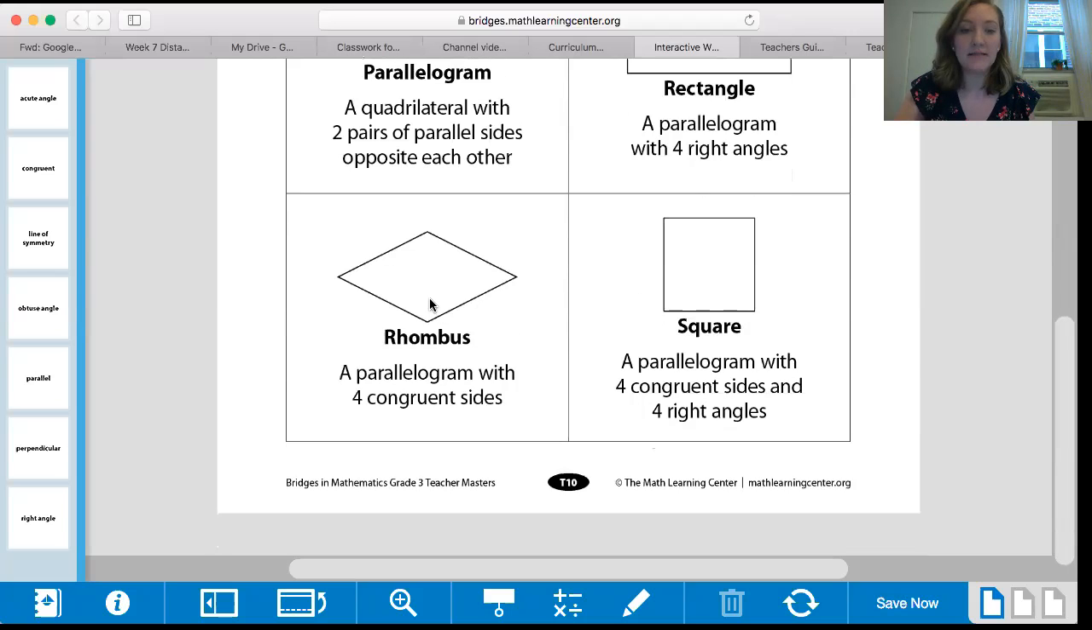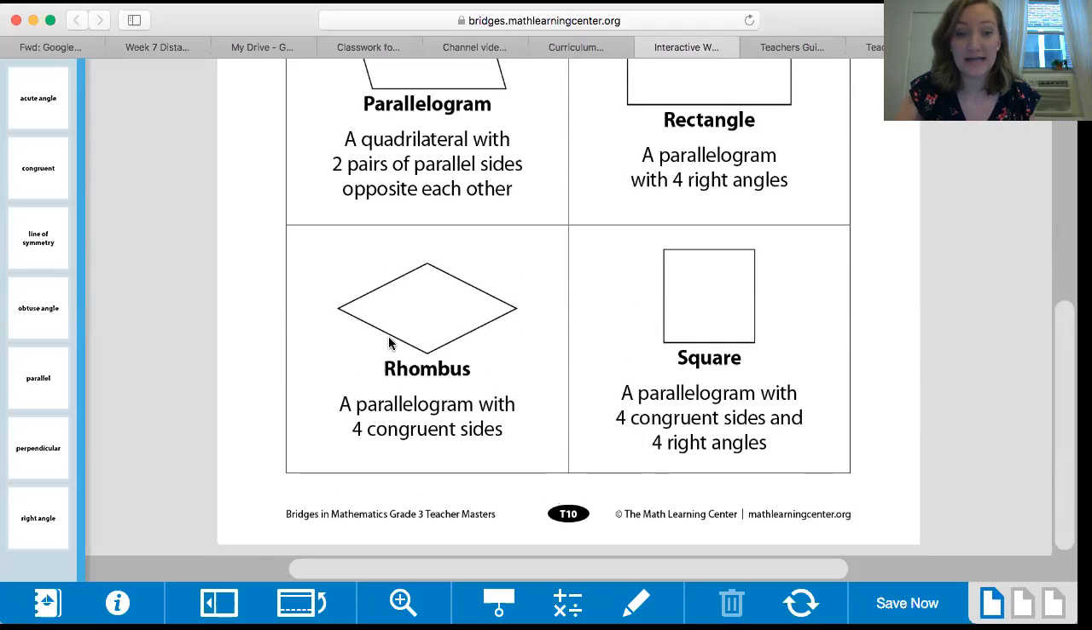Here's a rhombus. A rhombus is a parallelogram that has 4 congruent sides, which means that the sides are the same length. If we were able to measure these right here, we would see that they're the same length, okay? This side is the same as this, and this side is the same as this, all the same lengths. And you'll notice that a square is kind of like a rhombus because a square's sides are all the same length. And a square also has 90-degree angles, right? And a square is also a parallelogram.